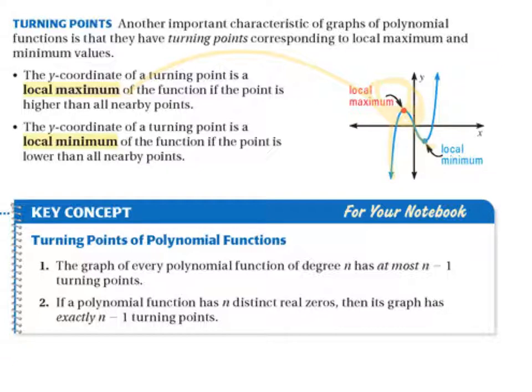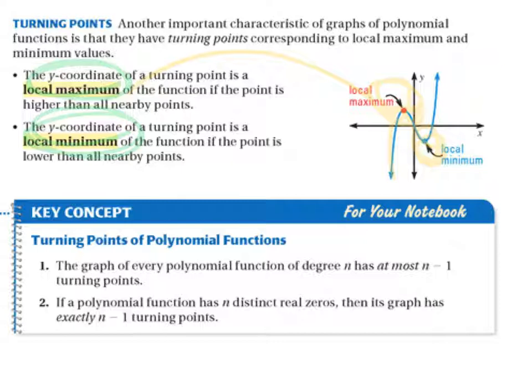The y-coordinate of a turning point is a local minimum if the point is lower than all the nearby points. Notice we said that the y-coordinate of a turning point. These local maxima and minimums have x and y values in their coordinates, but we're just talking about the y-coordinate.